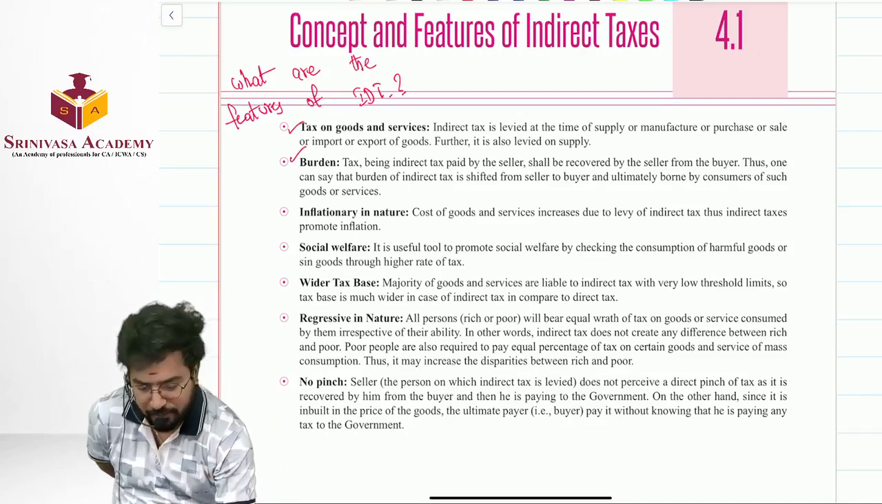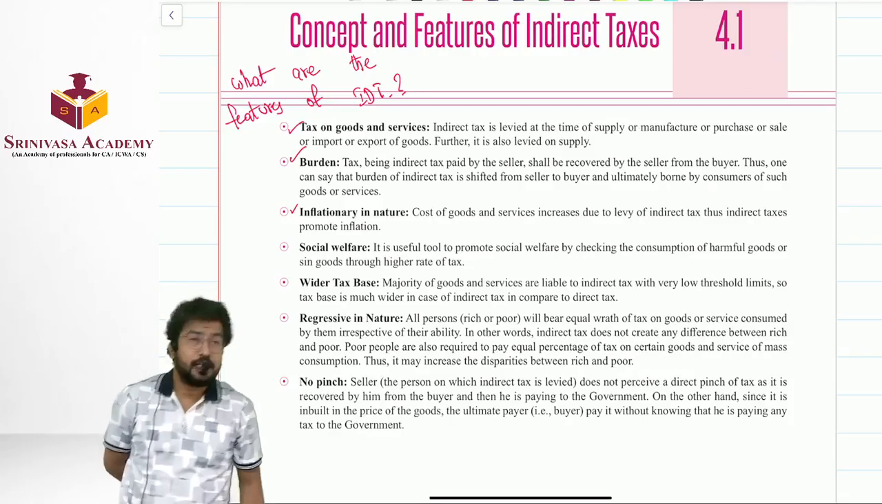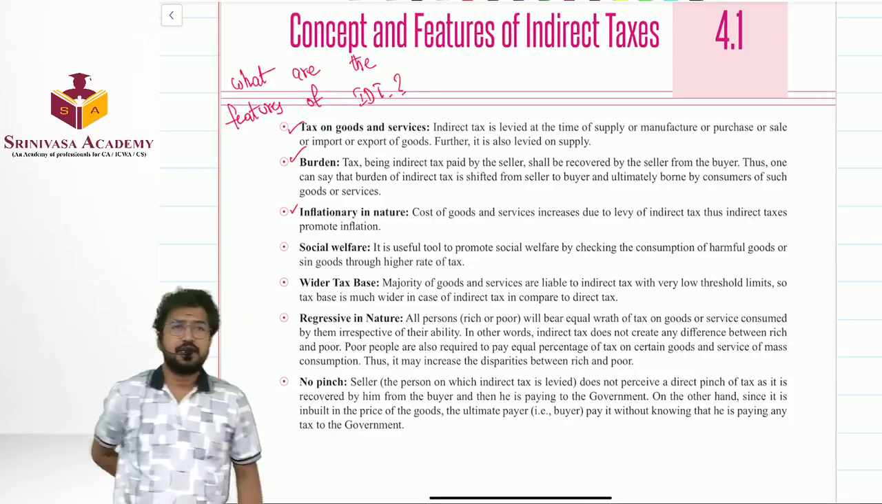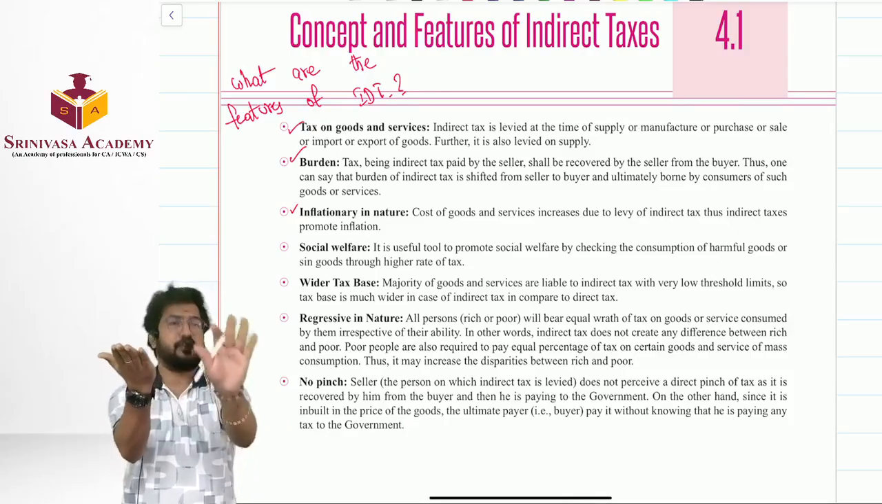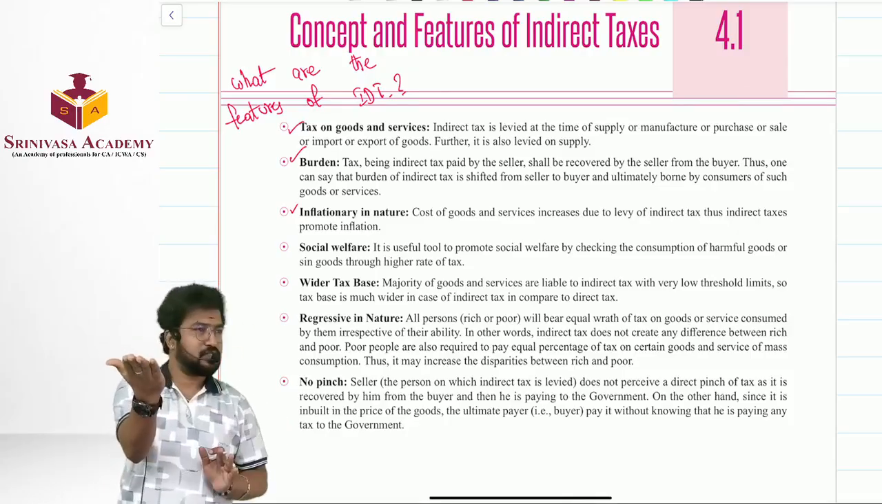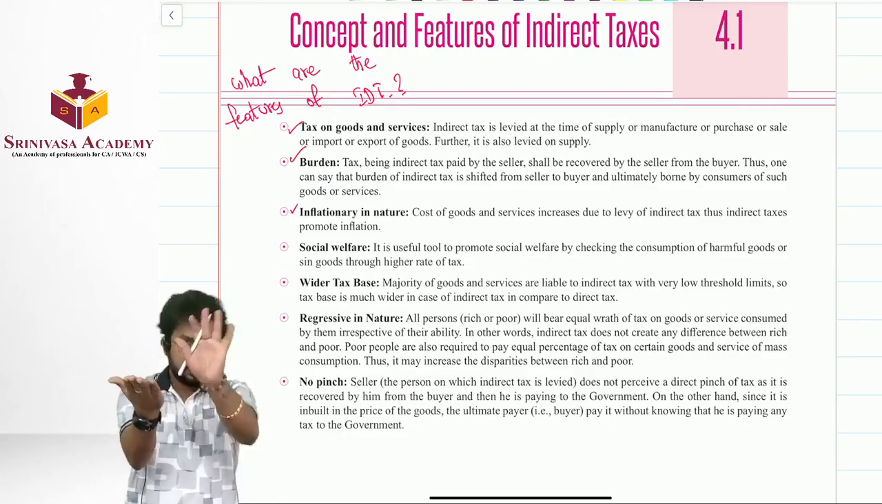Next, third one, inflationary in nature. Why it is inflationary in nature? Suppose, for example, you are coming to the classes paying 1 lakh fees. Imagine, just imagine 1 lakh fees. If there is no indirect tax, fees is 1 lakh only.